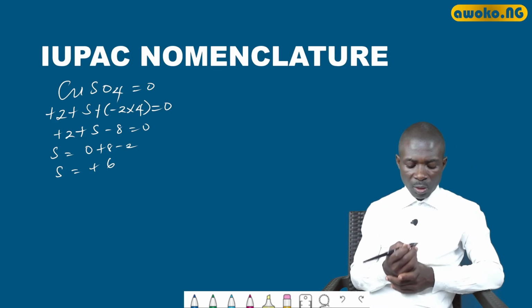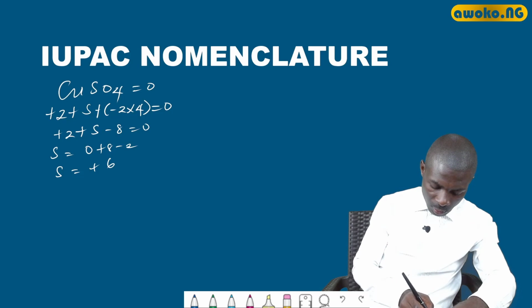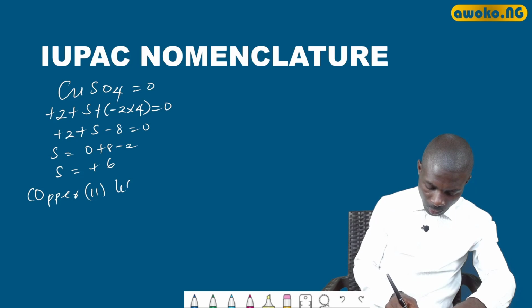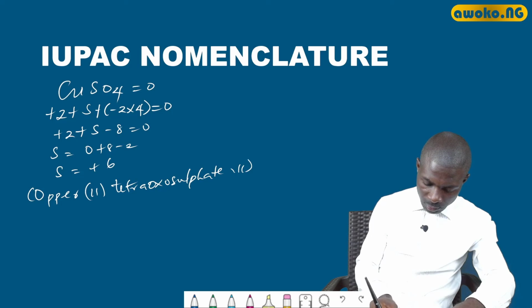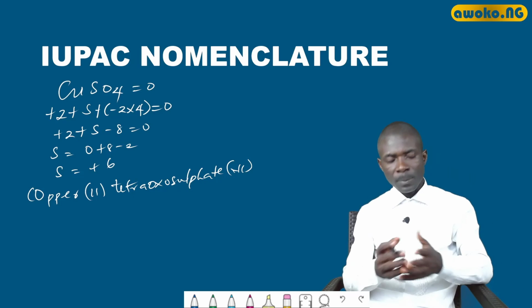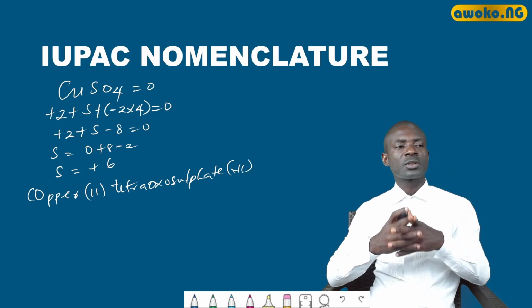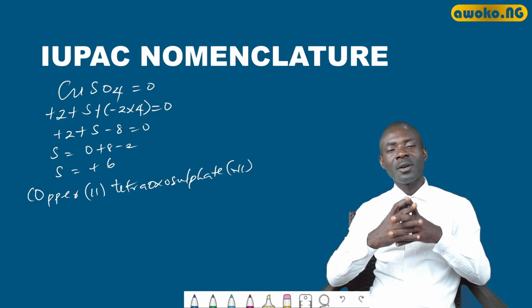So the name of the compound here can simply be called copper(II) tetraoxosulfate(VI). Okay, copper(II) tetraoxosulfate(VI). That is the name of the compound.